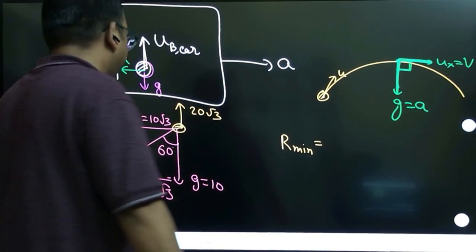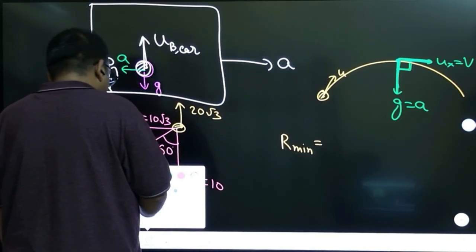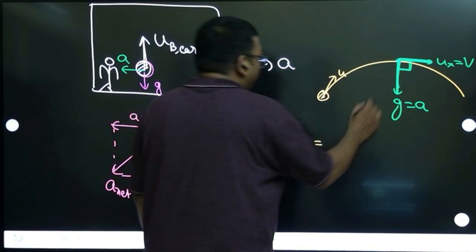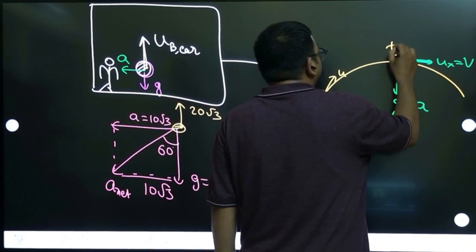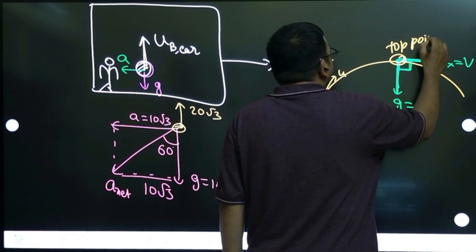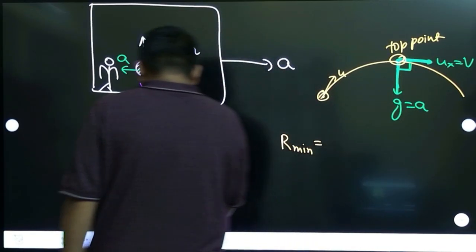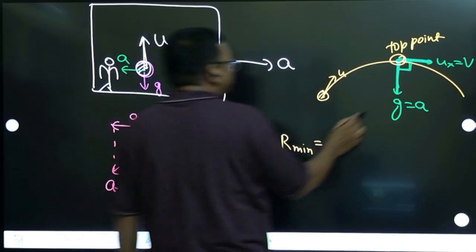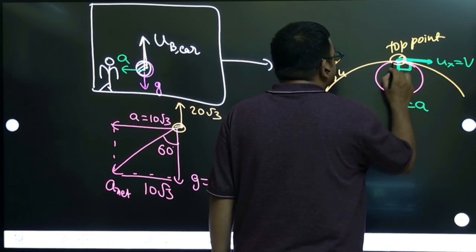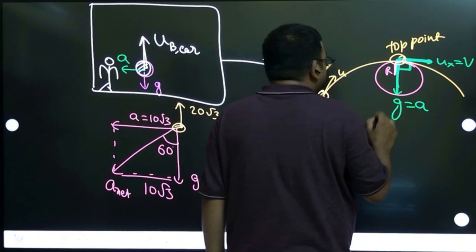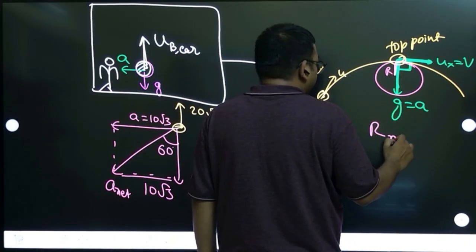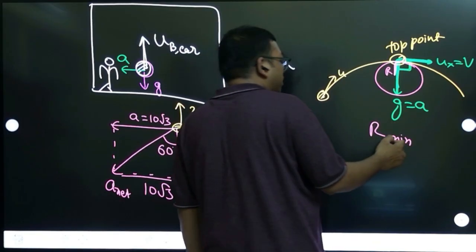First you should know that. The minimum radius happens where? At this top point, radius of curvature is minimum. Radius means here you have to draw a circle, and the radius of this circle is minimum. So how do you calculate this radius?